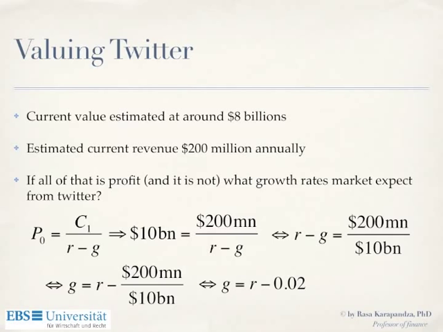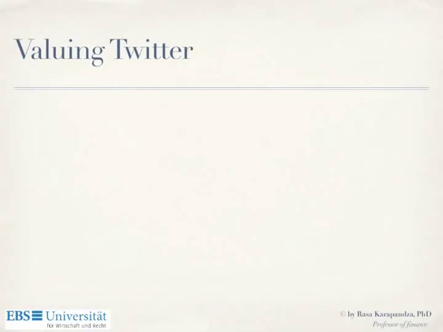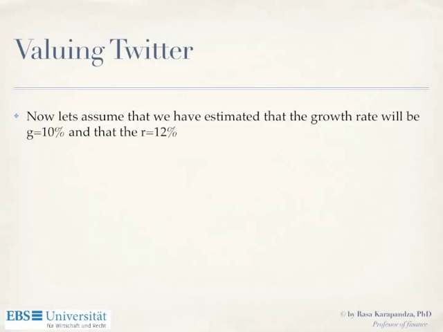First, notice that this implies that G and R are pretty close to each other. And we said that all estimates of the price are tricky when it comes to G close to R. So, let's see what happens with the price. Let's assume that this guy has estimated G of 10% and R of 12%.